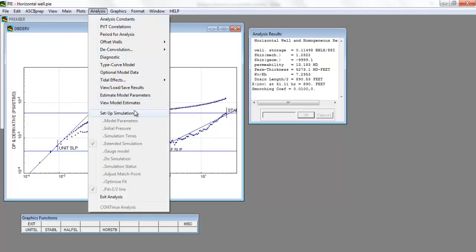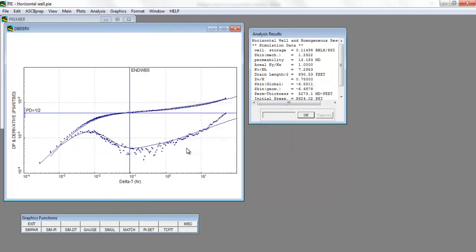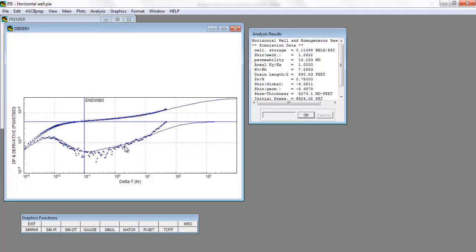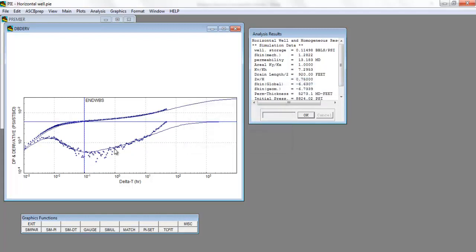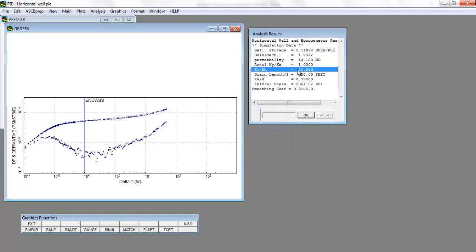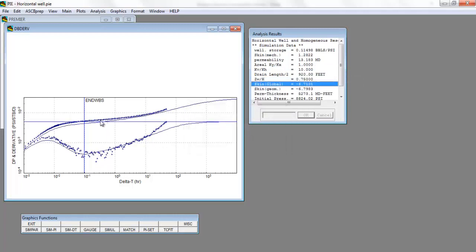So I can push the analysis further, set up simulation, and I can do a simulation here. The derivative plot doesn't look too bad. The match on the derivative plot doesn't look too bad up to 10 hours. But then you can see that we cannot match this trend here. So we could improve slightly the match at this point. Let's do 920 feet. Let's increase our KV over KH now using 10. This isn't too bad, and I can increase the skin to push the delta P plot upwards like this. Again, I cannot match this part of the data here.